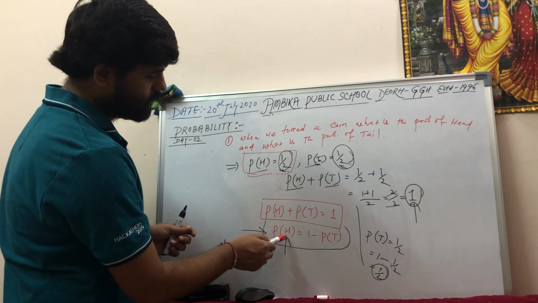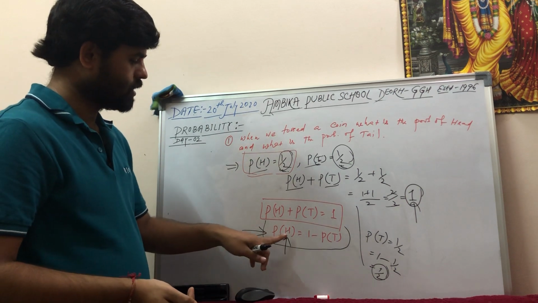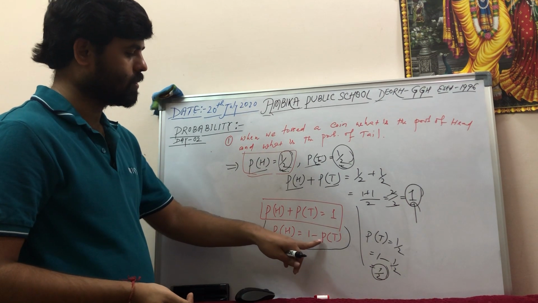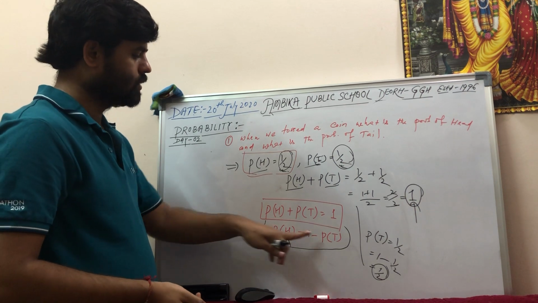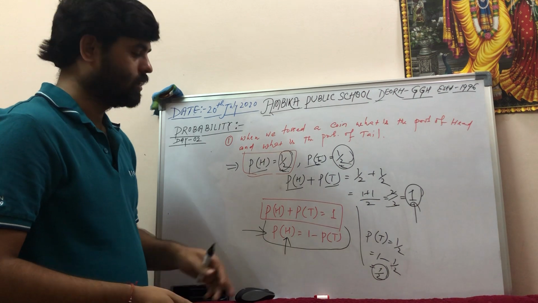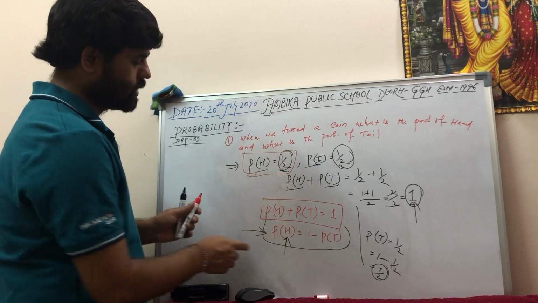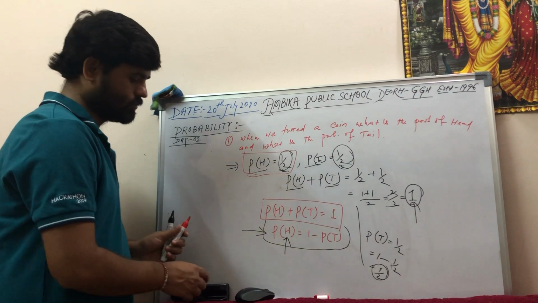Probability of one event equals 1 minus probability of another event. Here the 2 events are head and tail, but in another question, the events will not be head and tail. In the ball question, red ball, blue ball, or something else will come, right? So you can write these 2 points.